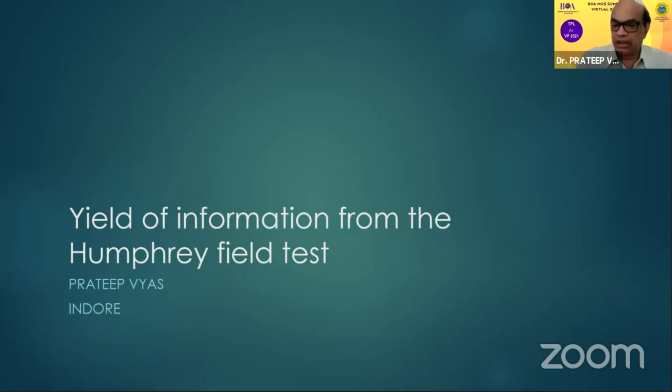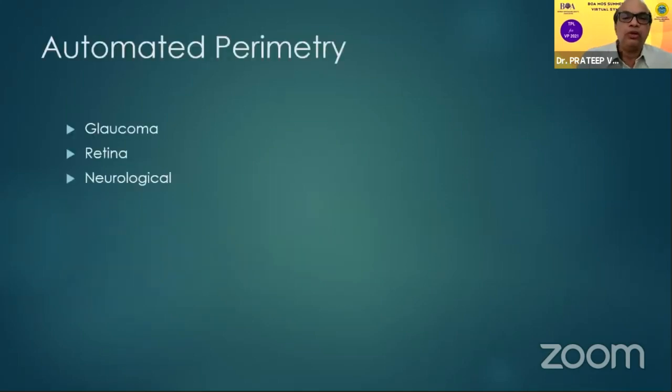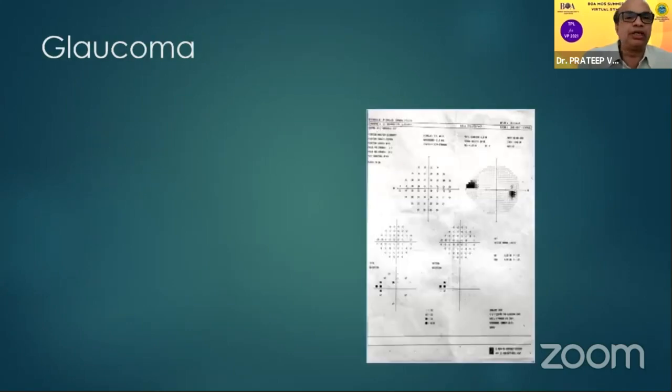So Manish and Surender have done most of the job for me. I would be talking on the yield of information from the Humphrey field test. You get lots of information from this test related to glaucoma, related to retina, related to neurological conditions, and you perform the automatic perimetry to detect the pathologies in these three conditions only.